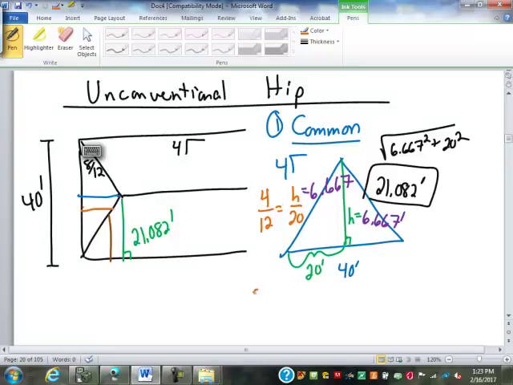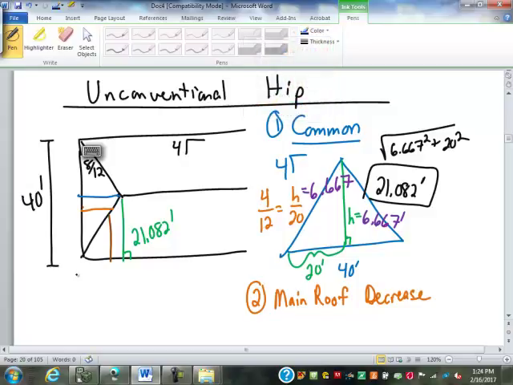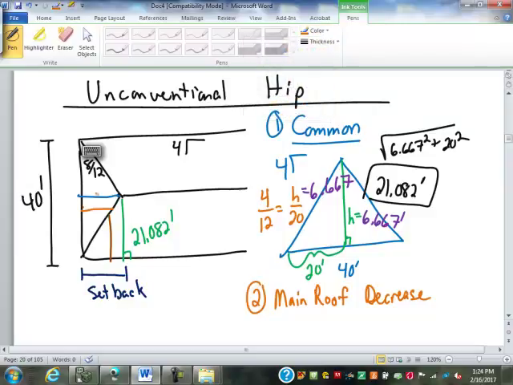So we are going to go ahead and find the main roof decrease. The decrease on the common side, sometimes called. To deal with that, we have to figure out this setback. To figure out that setback, we have to look at the longest hip jack here for just one moment.